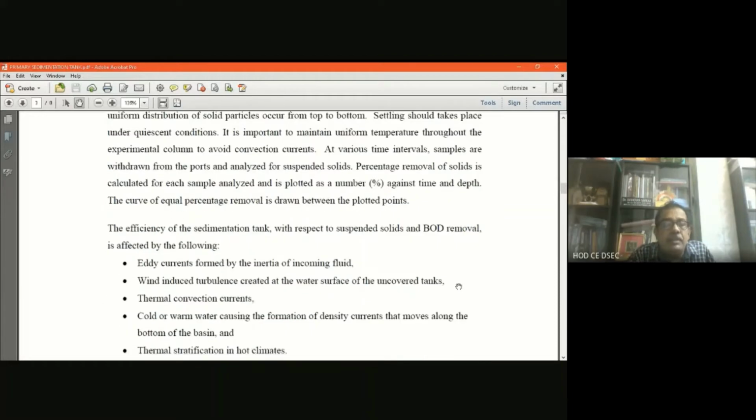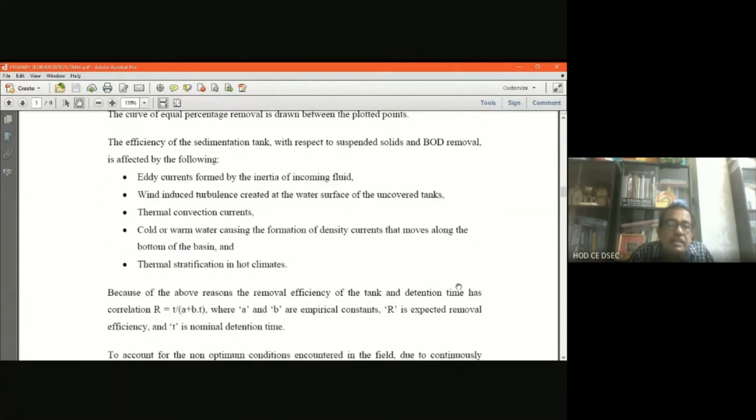That column study I will definitely show you, but the removal efficiency of the tank, whether suspended solids or BOD removal efficiency, depends on what? What are the factors on which the removal efficiency of the sedimentation tank depends? That we must discuss. Number one is the eddy current formed by the inertia of incoming fluids. When the fluid comes into the primary sedimentation tank, eddy currents have an influence on the efficiency of removal of suspended solids as well as BOD from the PST.